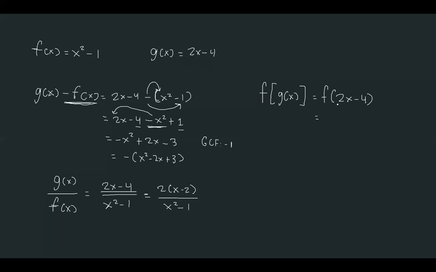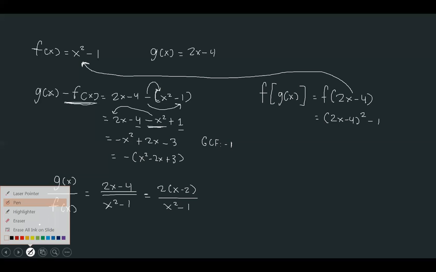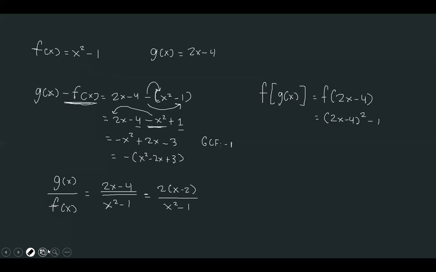So this is 2x minus 4. Then this is your input, right? Your g of x is your input, so we're going to substitute 2x minus 4 in here, to the x itself. So you're going to have 2x minus 4 squared minus 1. So this could be your final answer. But usually they want it expanded.